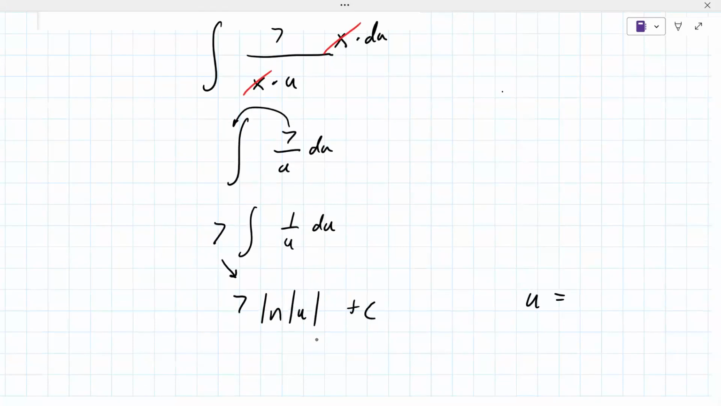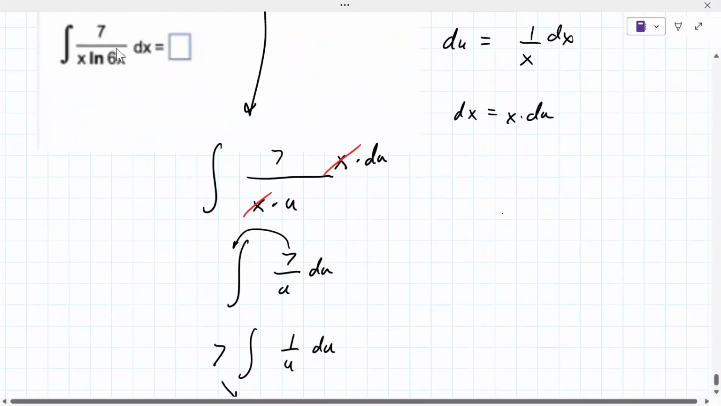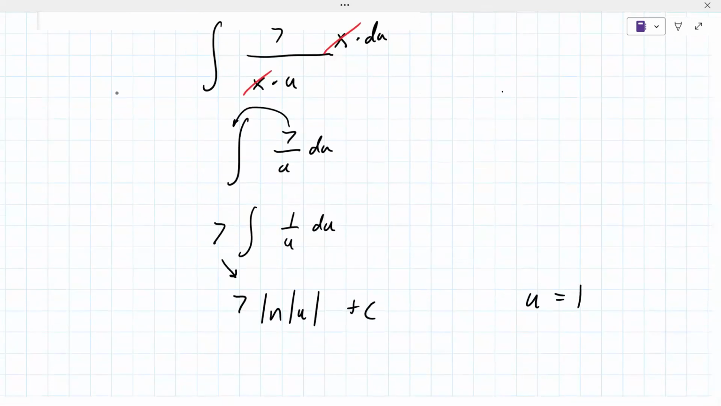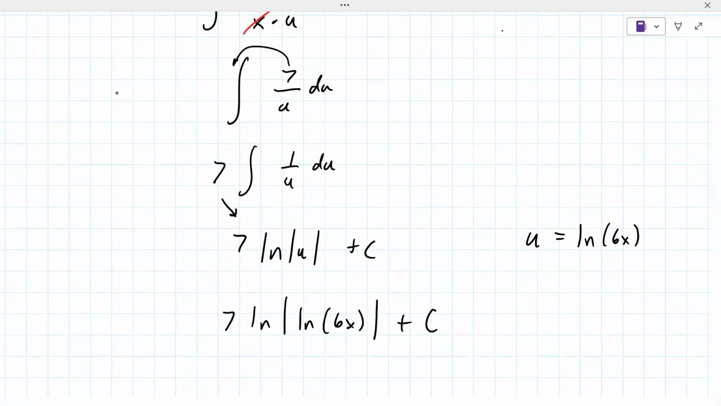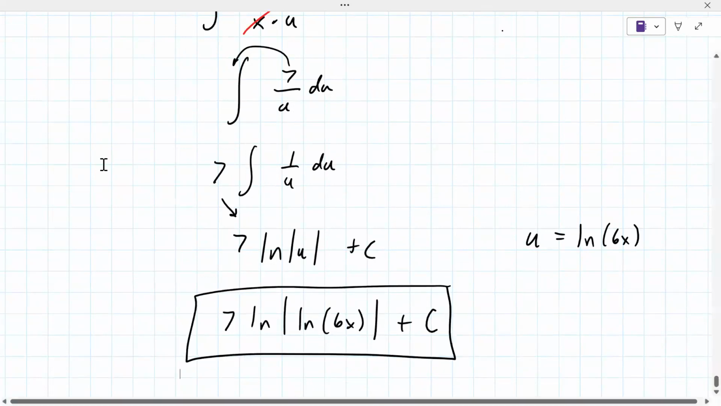And your u was the natural log of 6x. So it looks a little weird, but it is correct. Make sure you do use those absolute value bars. They are pretty picky about that in this especially. So previous one for sure, this one for sure. This one, it is parentheses inside, but this first one is the absolute value bars.